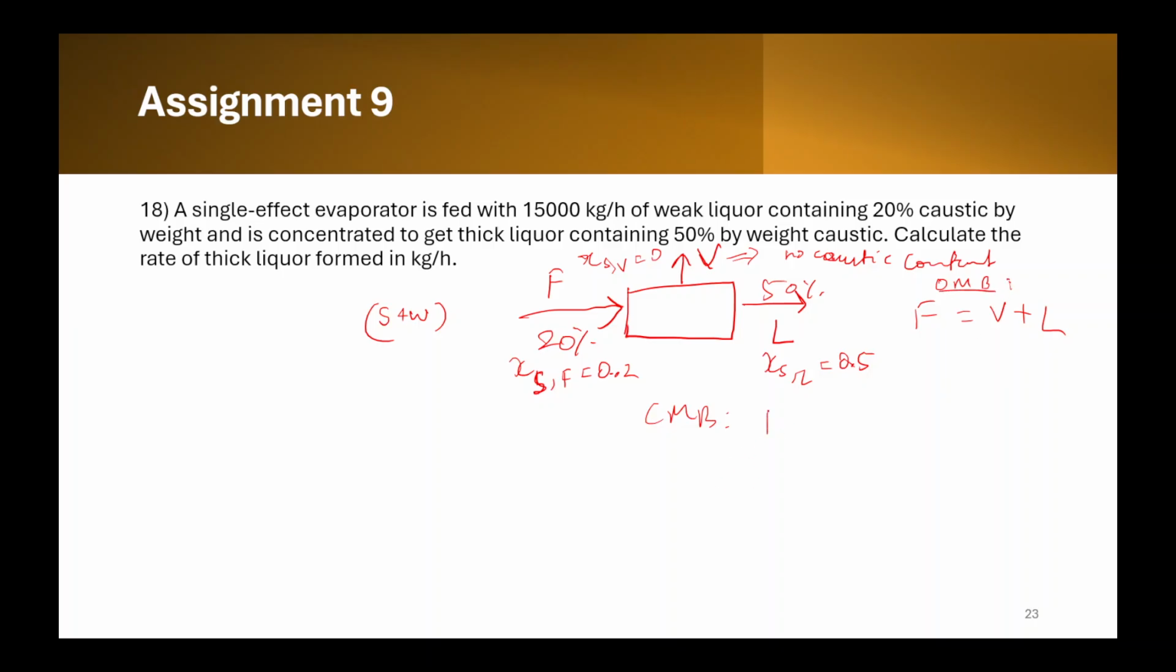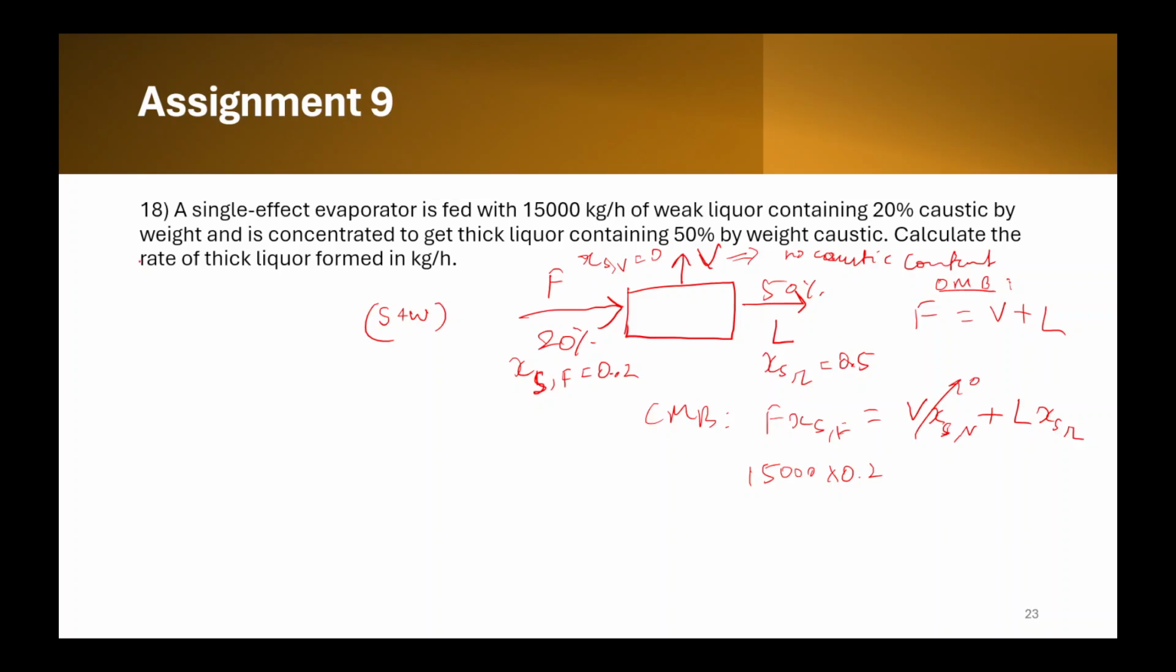So that will be F into XSF is equal to V into XSV plus L into XSL. So this is 0 basically because this XSV is 0. So F is 15,000 into 0.2. Mind you, this is in kg per hour, and the concentration of the caustic is given in weight percent only.